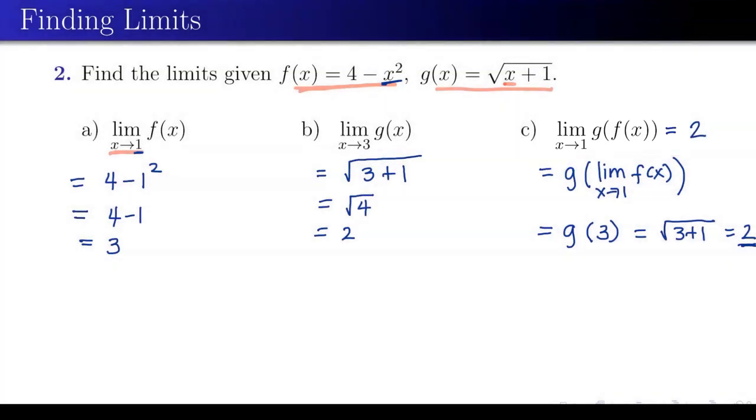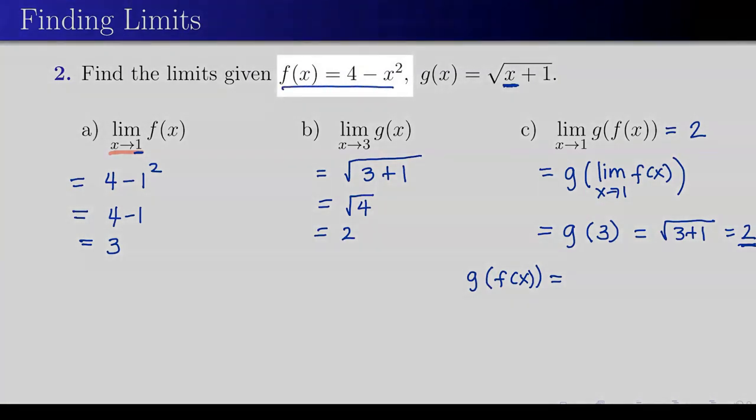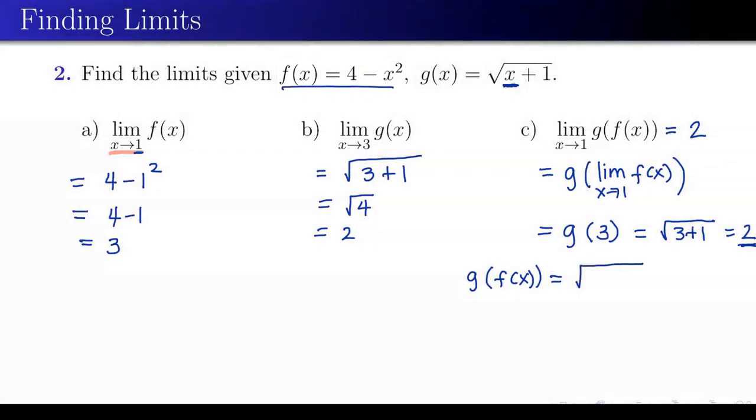Now, what's an alternative solution? You would still end up with the same answer if you do that. All you need to do is get the expression first for g of f of x. So take the composition of two functions. What does that mean? Meaning to say that I would replace x here by f of x, by the expression for f of x. So this is the same as 4 minus x squared plus 1. So then this expression here is equal to square root of 5 minus x squared.